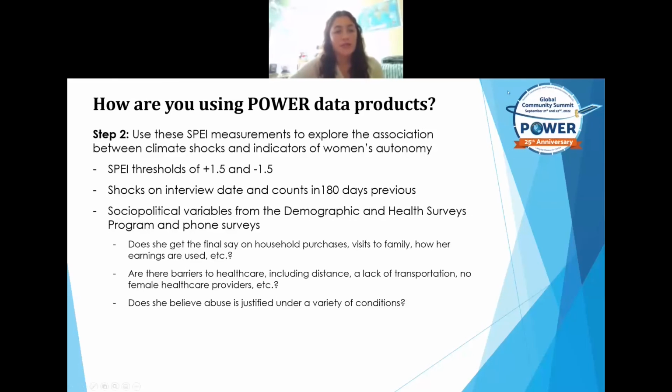Some of these indicators include things like, does a female respondent get the final say on household purchases, visits to family, how her own earnings are used? Are there barriers to healthcare that she experiences, including distance, a lack of transportation, or a lack of a female healthcare provider? And then other more personal or more specific questions like, does she believe domestic abuse is justified under conditions like she burnt the food or the house is untidy? Go to the next slide.